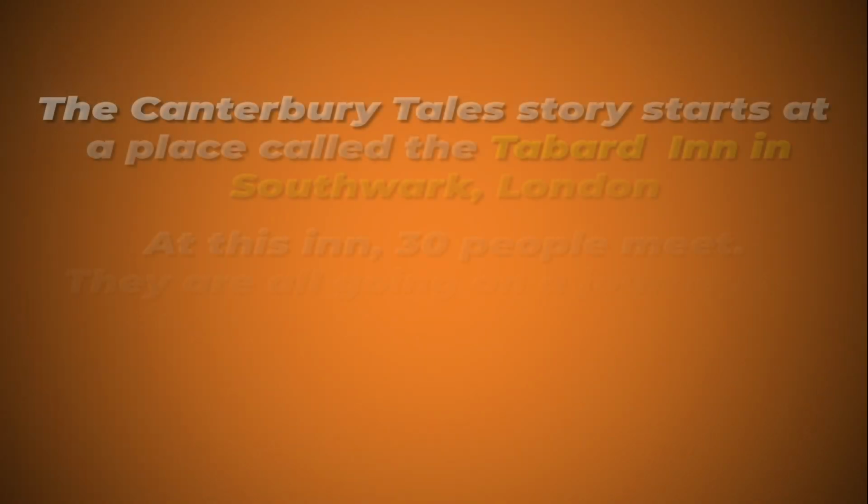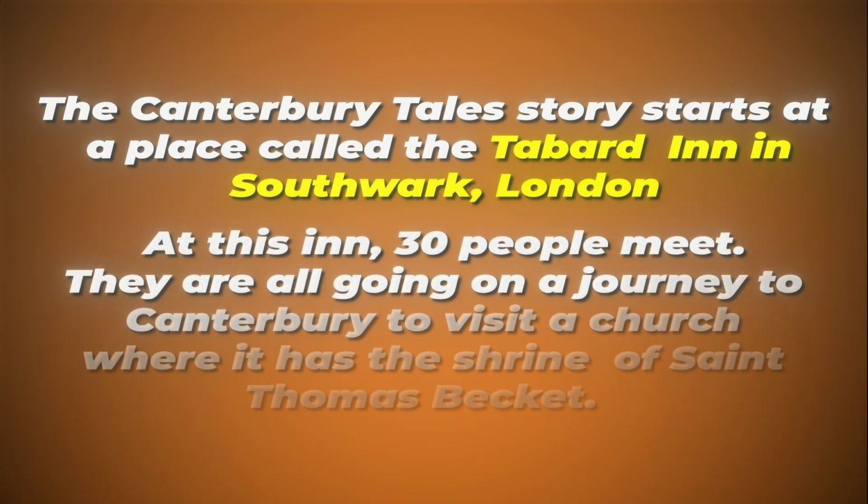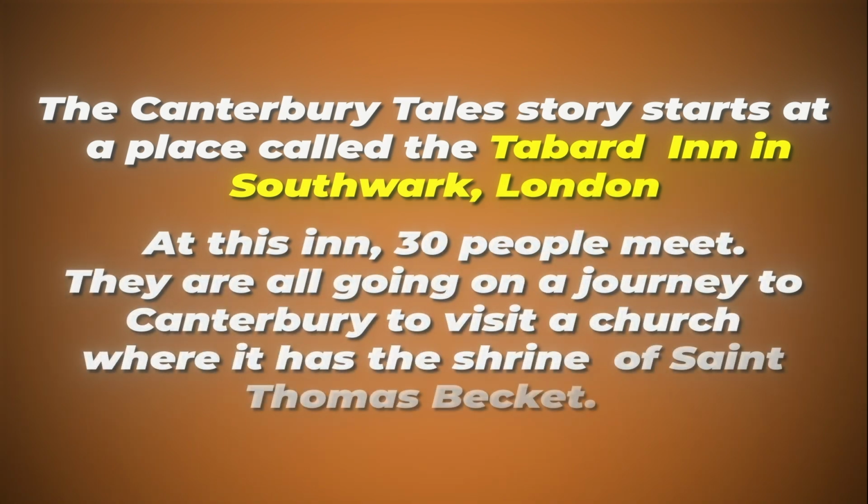The Canterbury Tales story starts at a place called the Tabard Inn in Southwark, London. At this inn, 30 people meet. They are all going on a journey to Canterbury to visit a church which has the shrine of Saint Thomas Becket. Thomas Becket was an important religious figure who was killed in the Canterbury Cathedral.